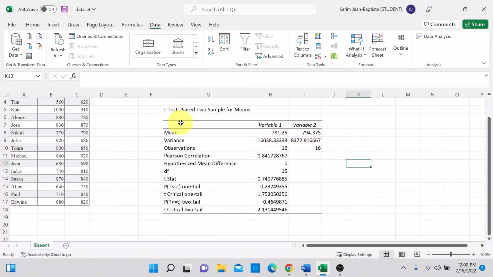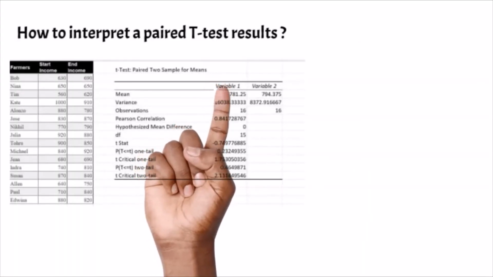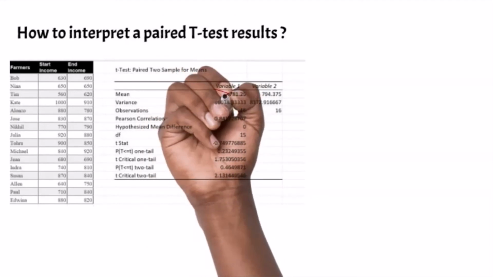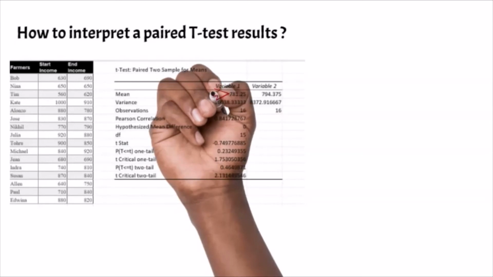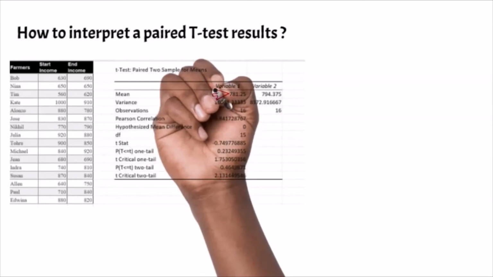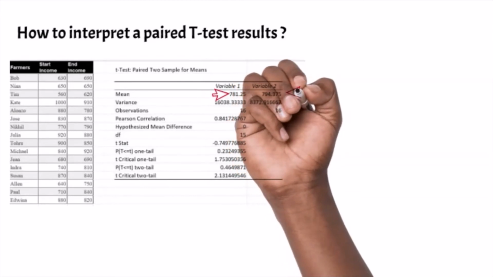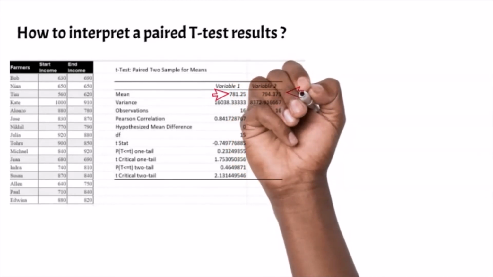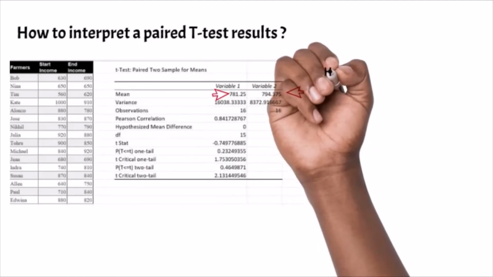So now let's see how to interpret this table. This is the result that we obtain from Excel doing the t-test. And the first information we get is the mean of our first variable, which is the income at the beginning of the project. And in the same row, Excel has provided us the mean for the second variable, which is the income at the end of the project. We can see that numerically they are really, really close.